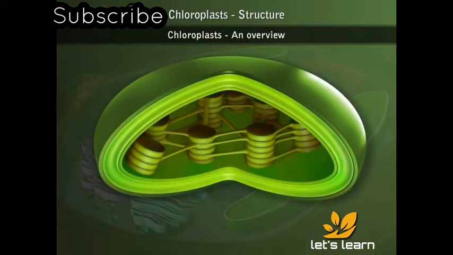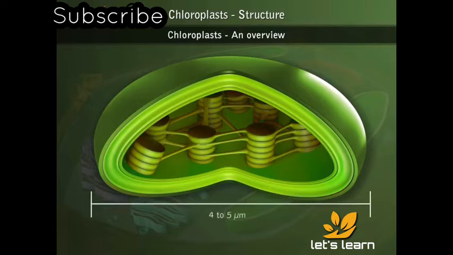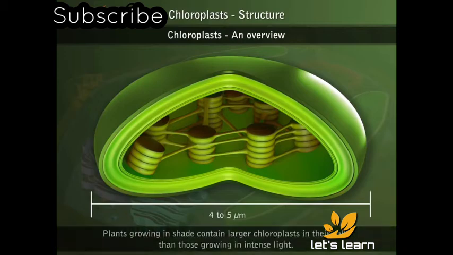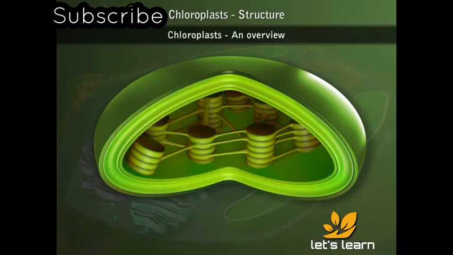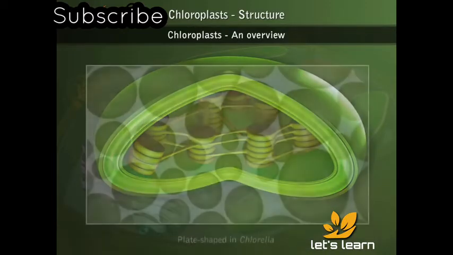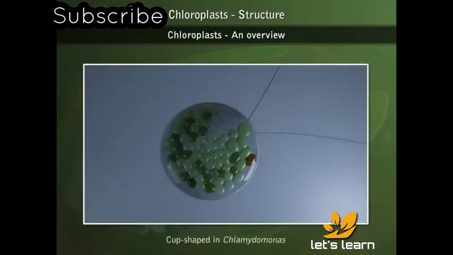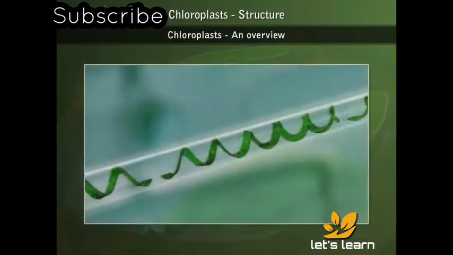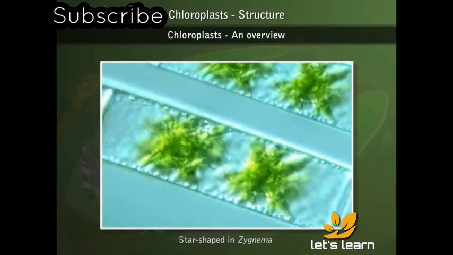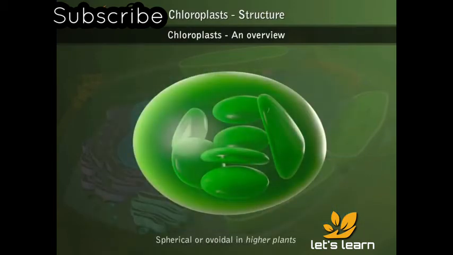Although the size of chloroplasts varies from plant to plant, chloroplasts are generally 4 to 5 micrometers in size. Also, plants growing in shade contain larger chloroplasts in their cells than those growing in intense light. Chloroplasts also differ in shape, being plate-shaped in Chlorella, cup-shaped in Chlamydomonas, ribbon-shaped and spirally coiled in Spirogyra, and star-shaped in Zygnema. In higher plants, most chloroplasts are nearly spherical or ovoidal in shape.